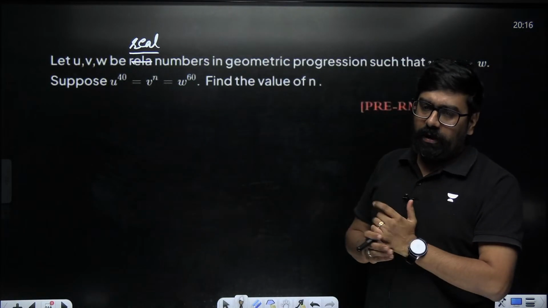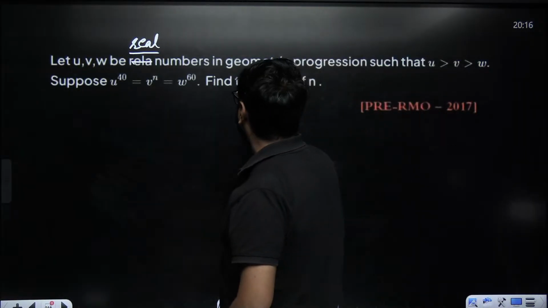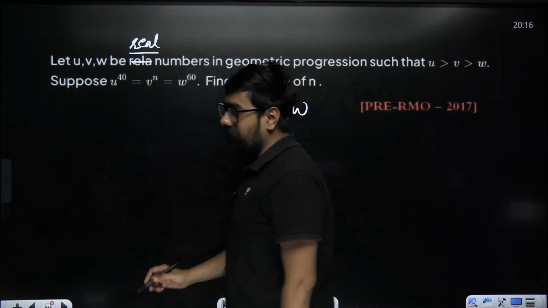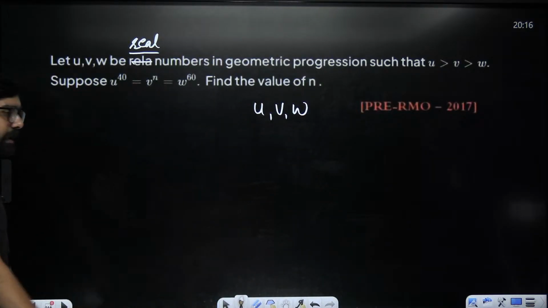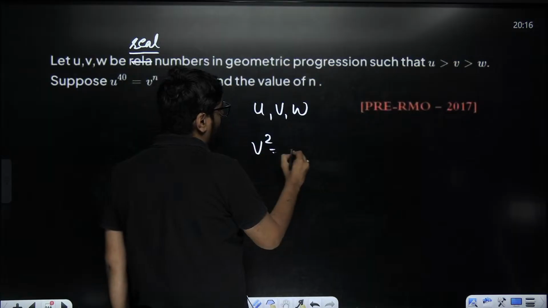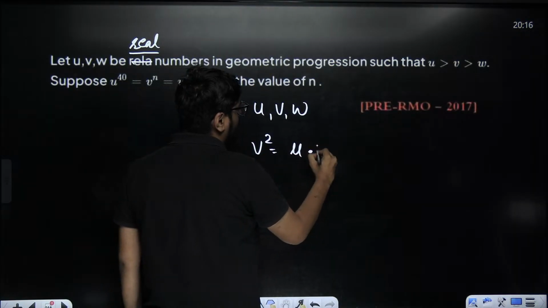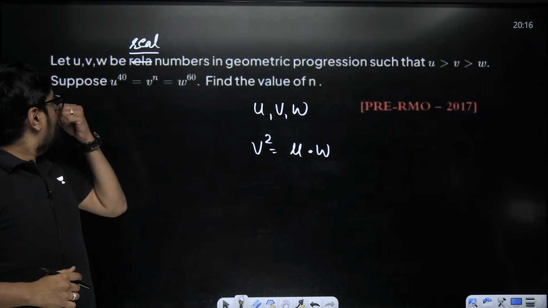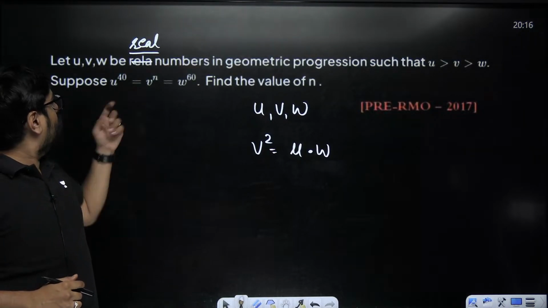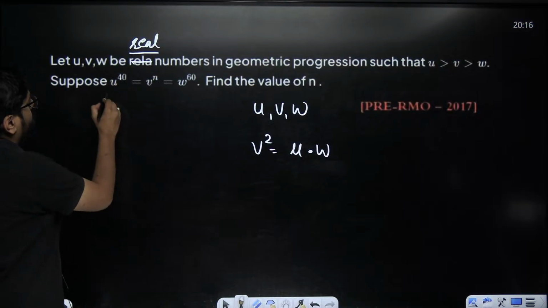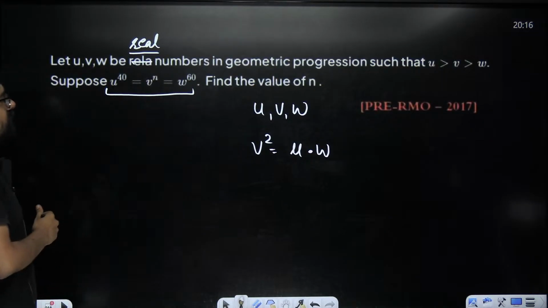Because they have already given us that U, V, W are in geometric progression, we know if A, B, C are in geometric progression, then B square is equal to AC. So we already know that V square will be equal to U multiplied with W. This we already know, and now we are going to use this.